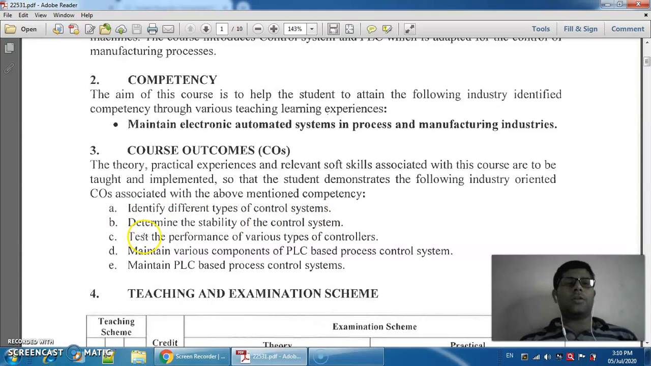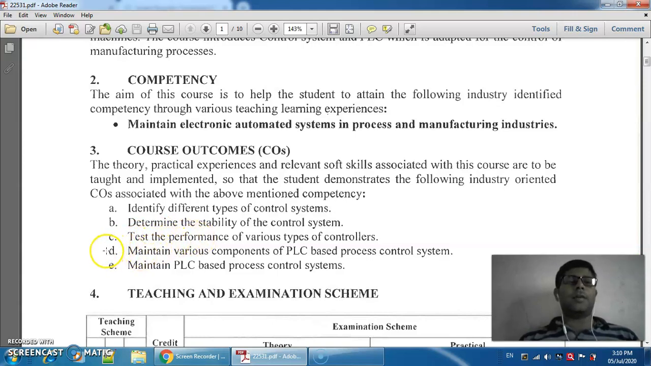What is the third outcome? The third outcome is to test the performance of various types of controllers. Actually, there are mainly 3 in this syllabus. MSBTE has included only 3 controllers for this subject. In this third chapter, there are 3 controllers: one is P, second is I, and third is D. We also use a combination of them, that is the PID controller, and we will see the performance of those controllers in the third chapter.